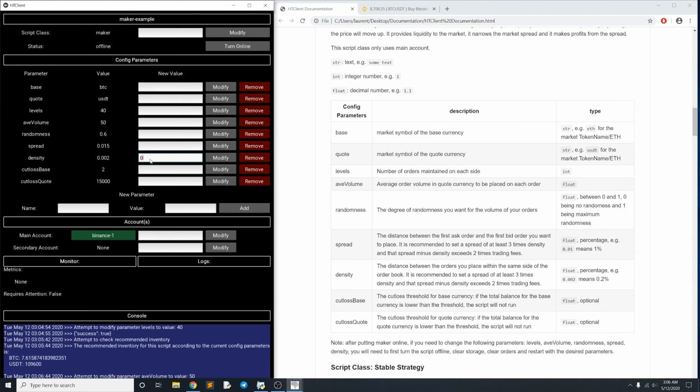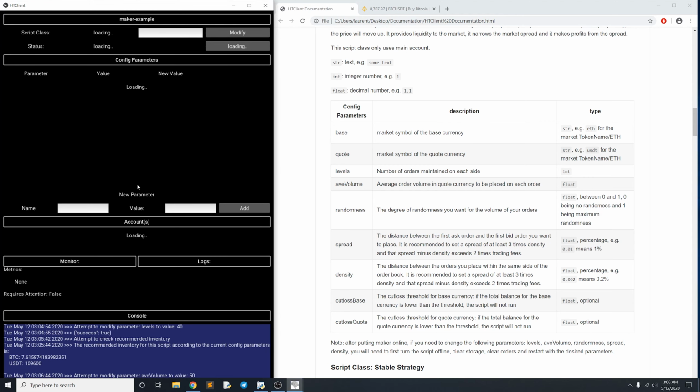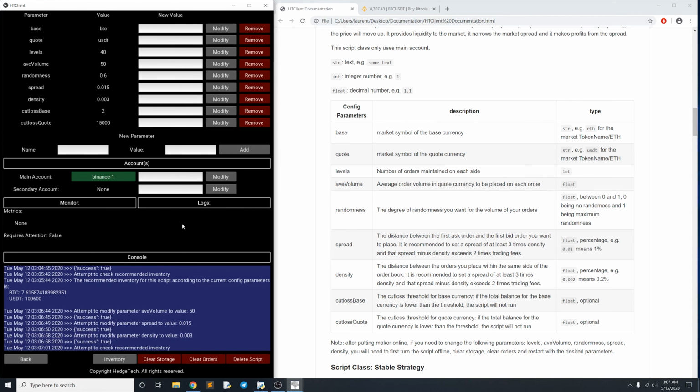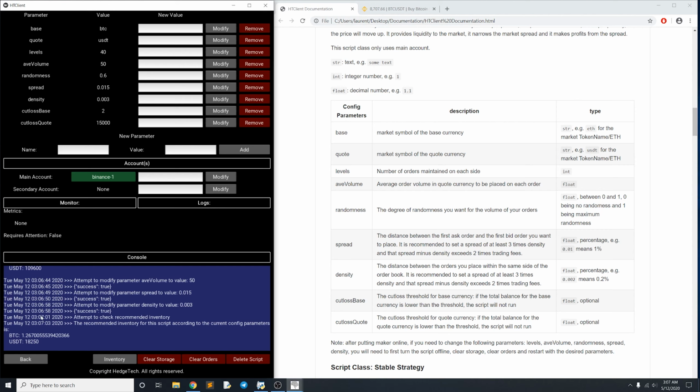And the density of, let's say, 0.3. And I'll check the inventory. And you see here that the recommended inventory is actually much smaller.